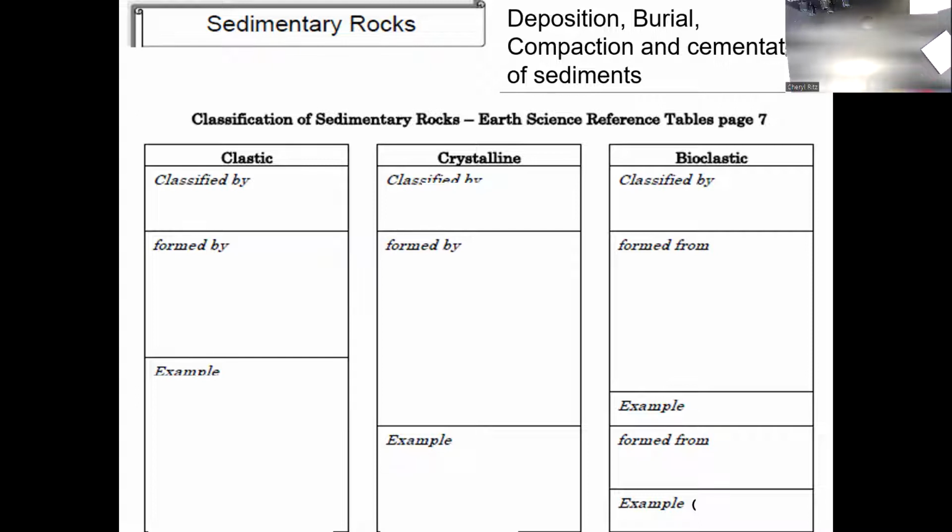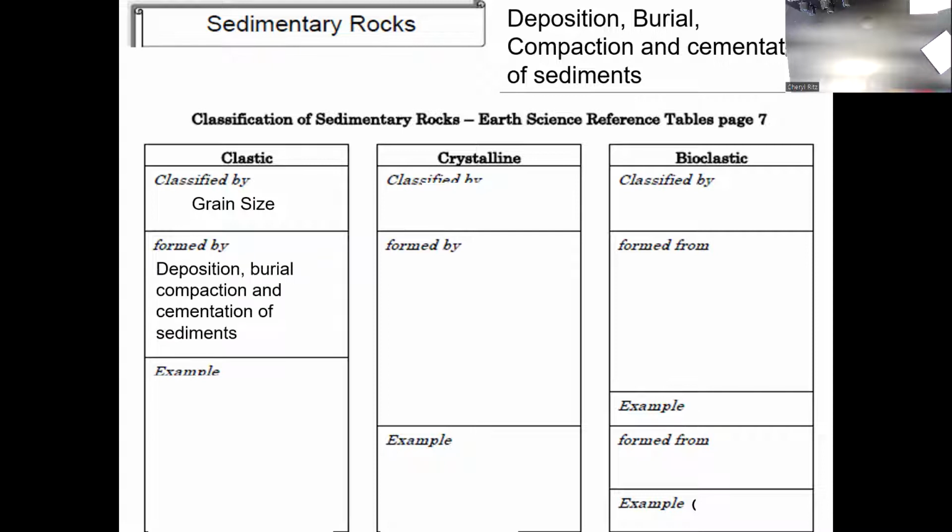Take a look at that reference table. You can either look at the one on the previous page or on page 7 of your reference table, which I'm putting up here now. So just these clastic rocks, the ones at the top, they get grouped by their grain size. If you had a whole pile of clastic rocks in front of you, you would put them into groups based on their grain size.